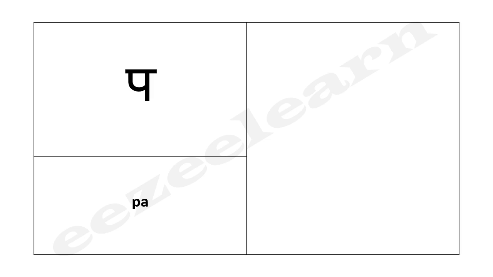The next we are going to see the Pa series. The first letter is Pa. The next letter is Pha. The next one is Ba. The next one is Bha. And the next letter is Ma.